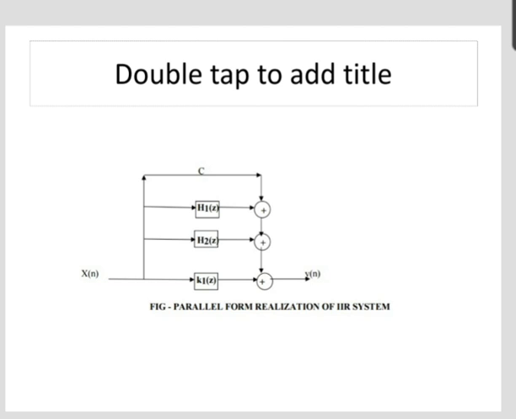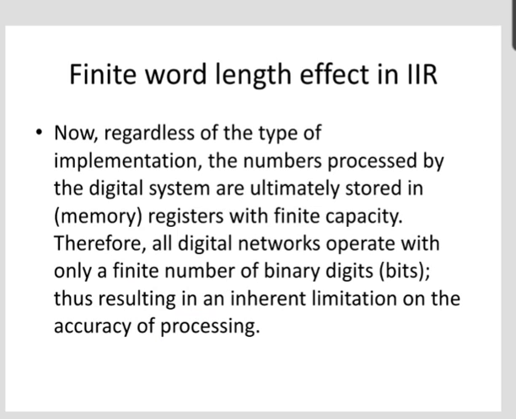Here C is constant. Next is finite word length in IIR. Now regardless of the type of the implementation, the numbers processed by the digital system are ultimately stored in the register with finite capacity. Therefore, all digital networks operate with only finite number of binary digits, thus resulting in an inherent limitation on accuracy and processing.